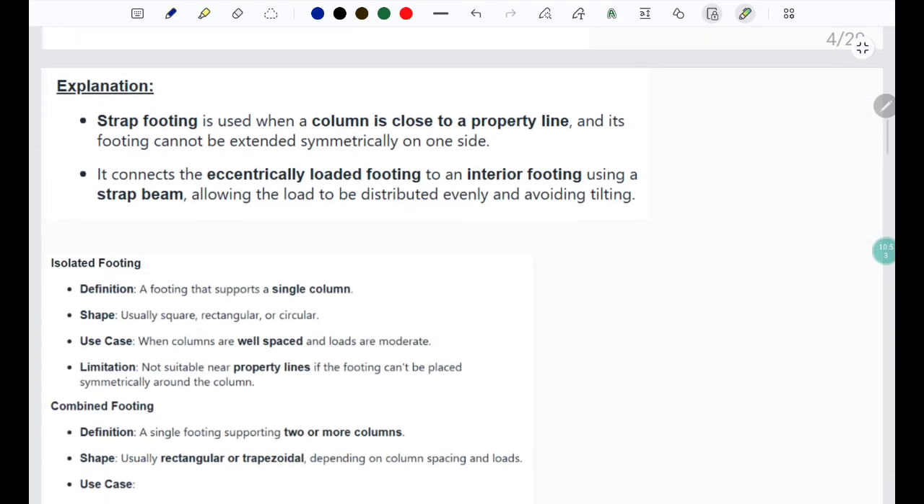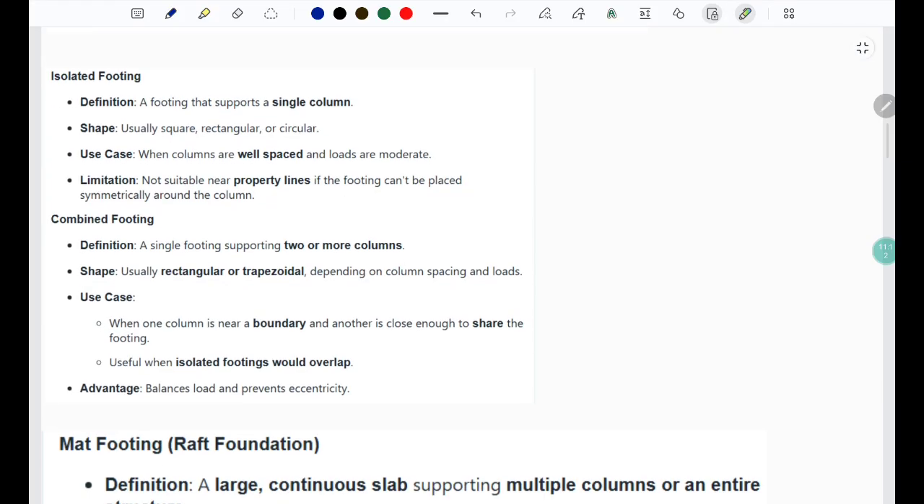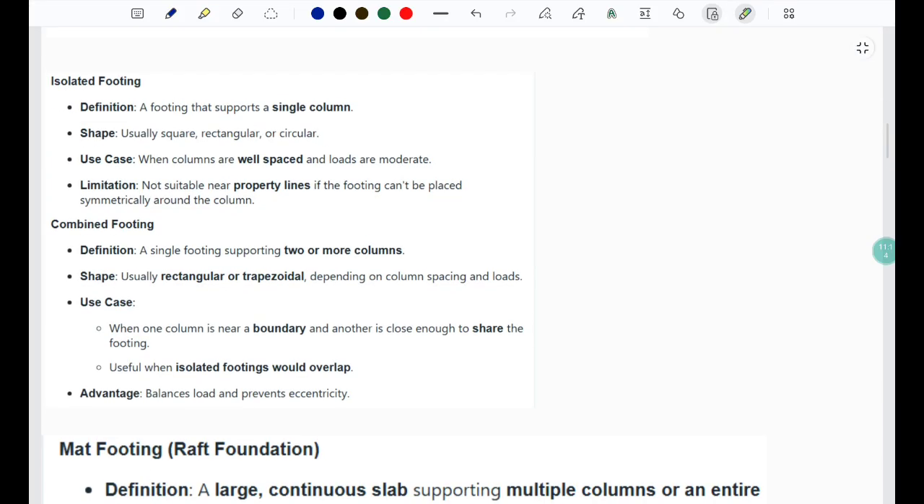So as it says, strap footing is used when the column is close to the property line and its footing cannot be extended symmetrically on one side. It connects an eccentrically loaded footing to an interior footing using a strap beam, allowing the load to be distributed evenly and avoiding tilting. So again we have the definition of these footings.